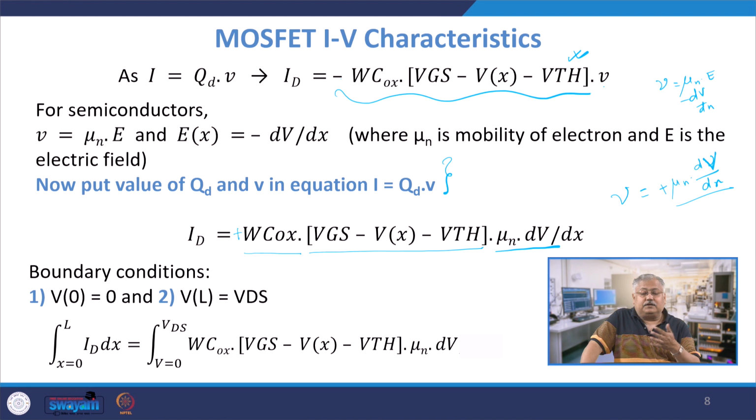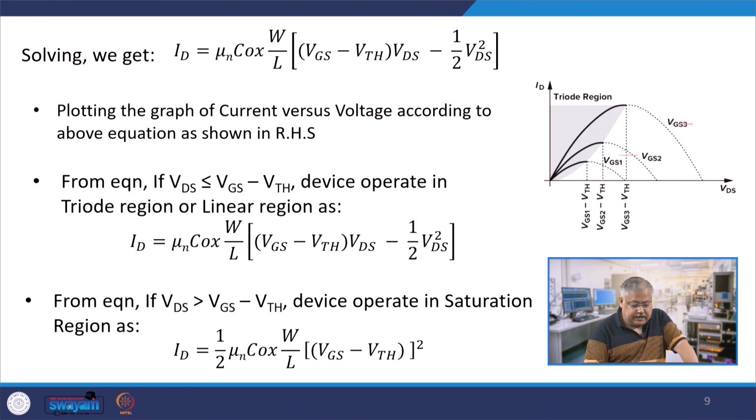Therefore, to solve this differential equation, you require two boundary conditions. One boundary condition is this one, and the second is this one, and these are physics-based boundary conditions. Then you take dx to the left, cross multiply, so ID dx, and you integrate from 0 to L, and you take this side and integrate it from V equals 0 to Vds. Once you integrate it and get the value, you will get this expression.